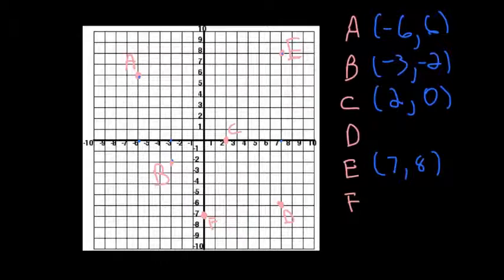D, we also go to 7, but we go down to negative 6. So D would be at 7, negative 6. And the last one, F, we're not going anywhere on our x-axis. We didn't go left or right, we're just going straight down. So x would be 0, and our y would be at negative 7.